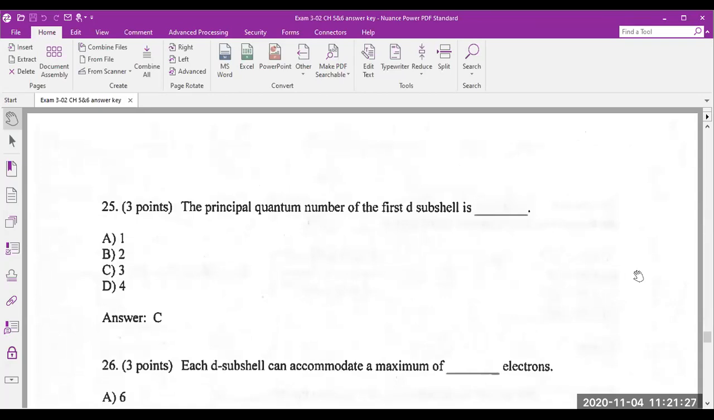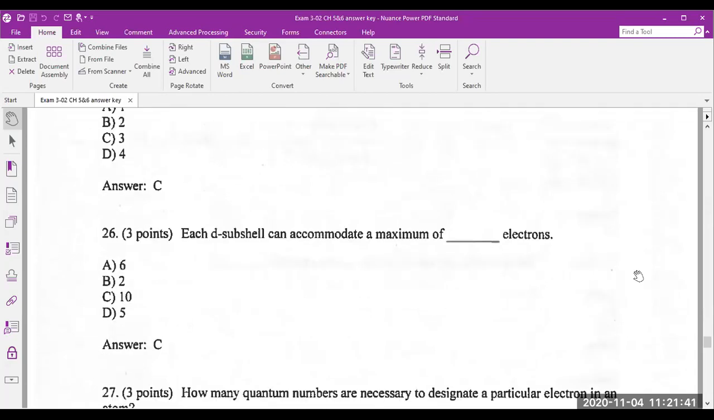25, the principal quantum number of the first d subshell, and the answer is 3. So remember, principal quantum number is that n value. 26, each d subshell can accommodate how many electrons? There's 5 of those, and so each has 2 electrons in it, so it's a total of 10.